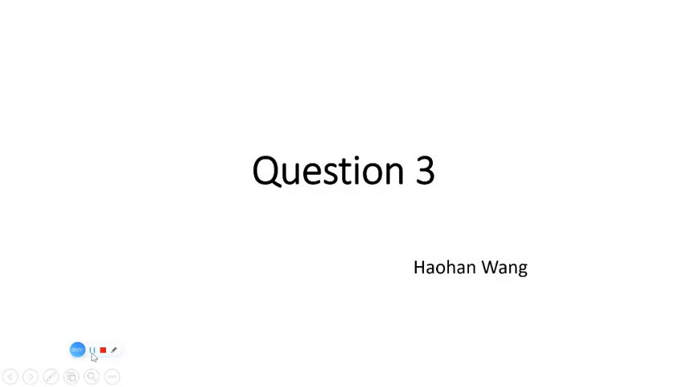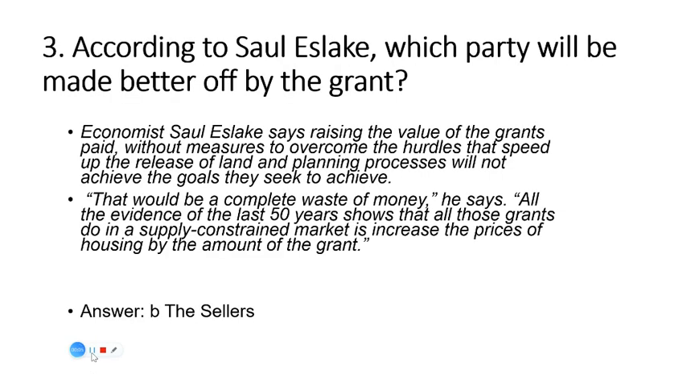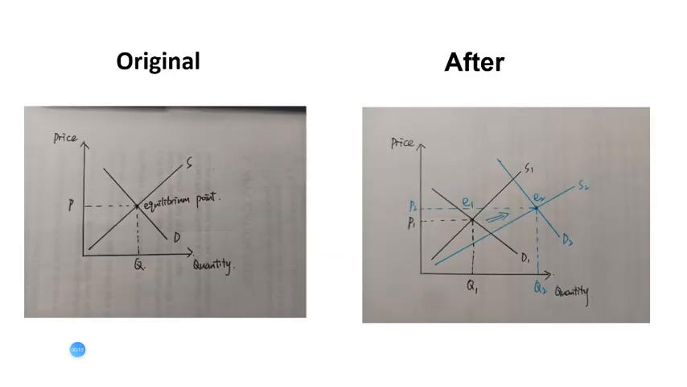Hi everyone, I'm Hao Han. Let's talk about question 3. And this is the question, and my answer is B, the sellers. The article shows that the real estate market is a supplier-led market. So this one picture is the original graph, and this is the after graph.